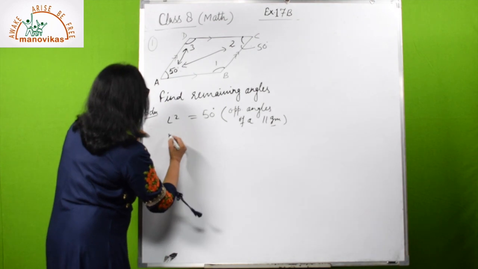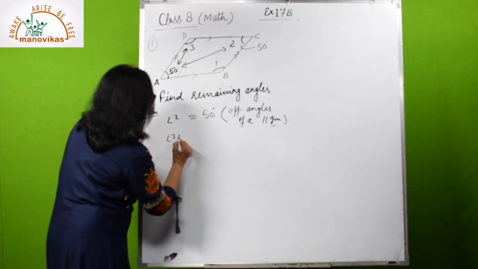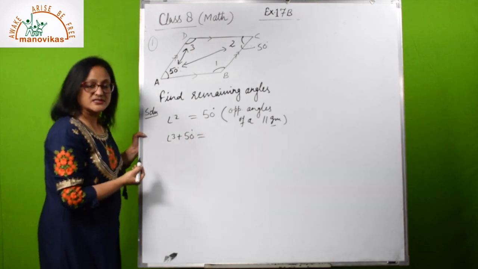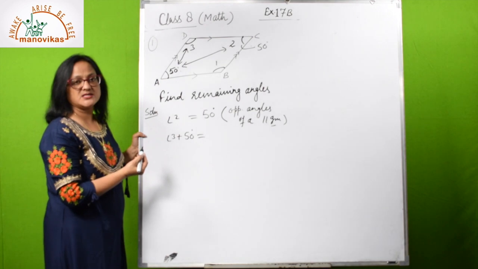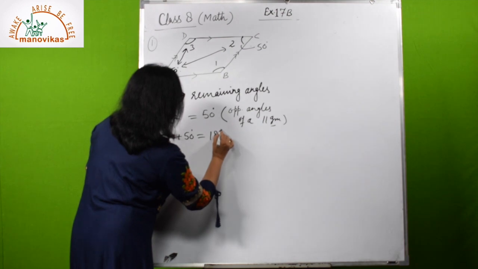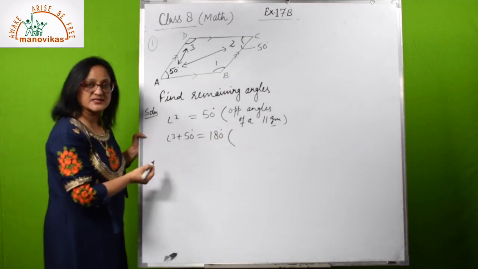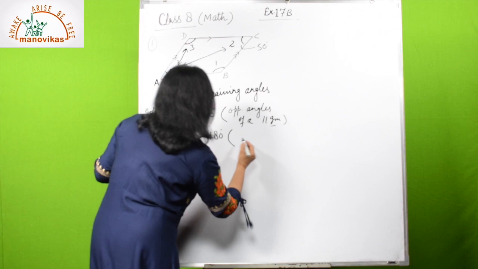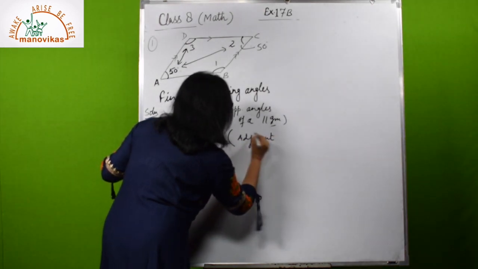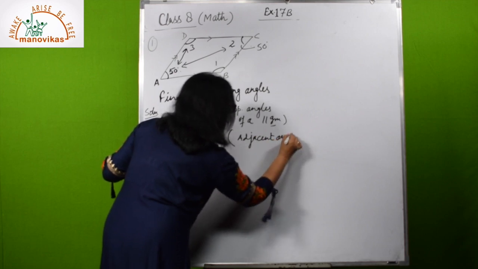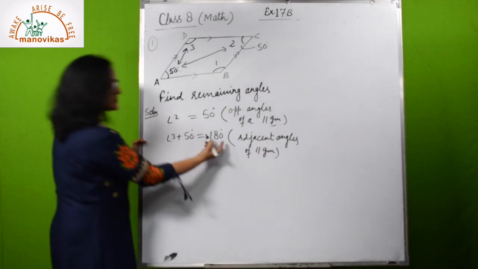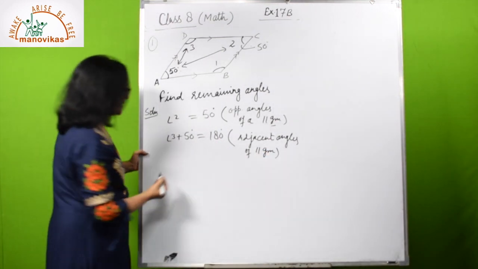So you can write angle 3 plus 50 degree is equal to 180 degree, because adjacent angles are supplementary and supplementary means the sum is 180 degree. Again, because we are using this result, we have to mention it. So you will write: adjacent angles of a parallelogram. Adjacent angles are supplementary, that's why we have taken the sum as 180 degree.